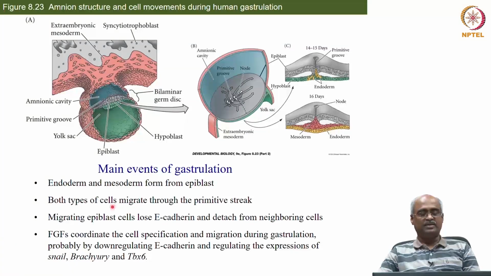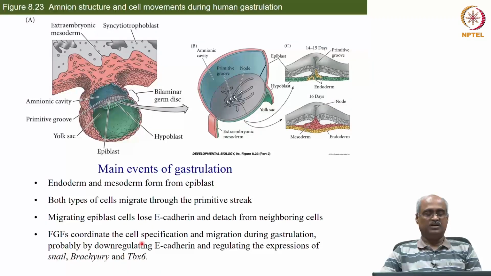So these cells are actually epiblast cells, and some of those cells lose E-cadherin expression, and therefore adhesion is lost and they become migrating epiblasts, and these are detached from the neighboring layers of cells and then they migrate down. Okay. An important signaling pathway that regulates is the FGF. So FGFs coordinate specification of these two types of cells, that is endoderm, mesoderm, as well as they help their migration during gastrulation.